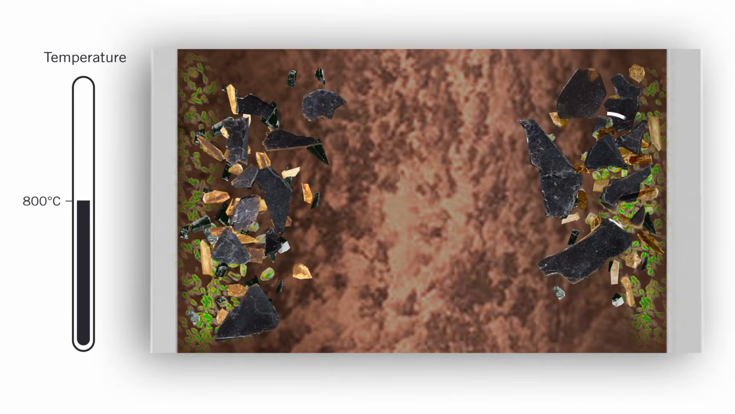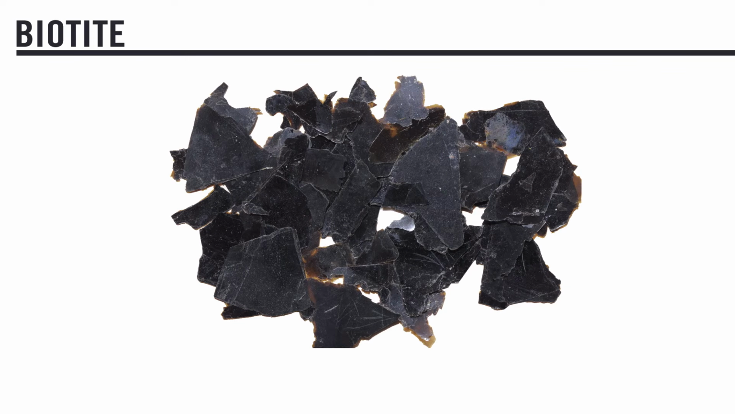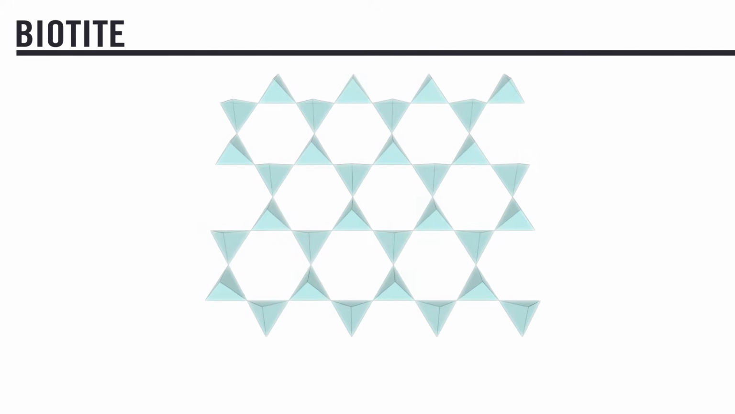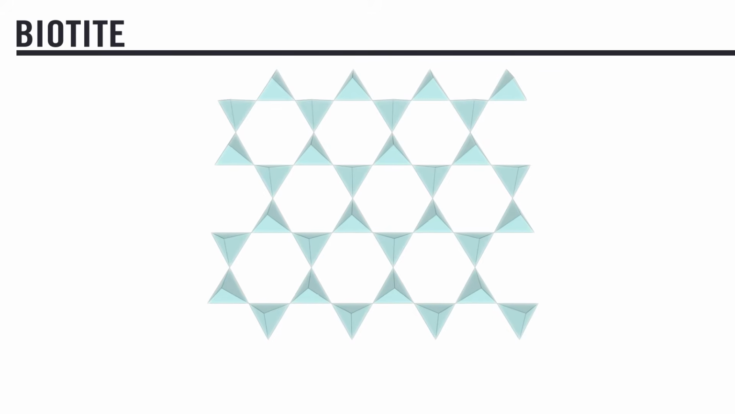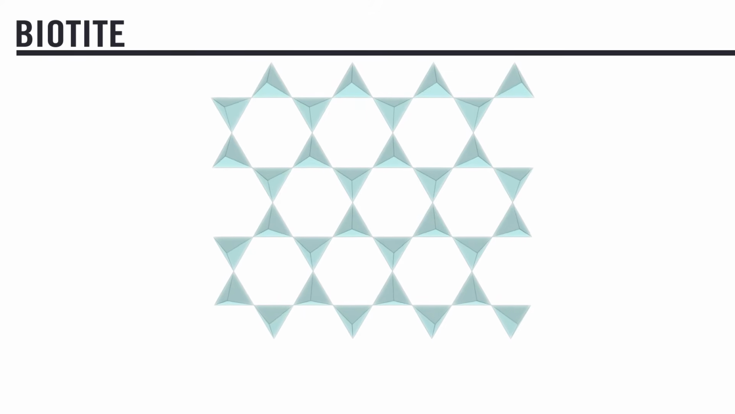Finally, with continued cooling, biotite forms from the elements left in the melt. Biotite contains potassium, aluminum, and silica, and can incorporate any leftover iron or magnesium. Biotite is what geologists call a sheet silicate. 3 oxygen atoms within each silica tetrahedron are shared with neighboring tetrahedra to create a sheet.